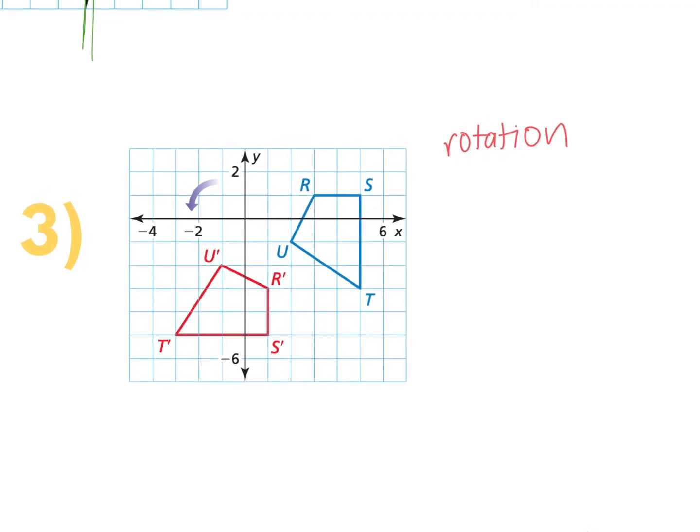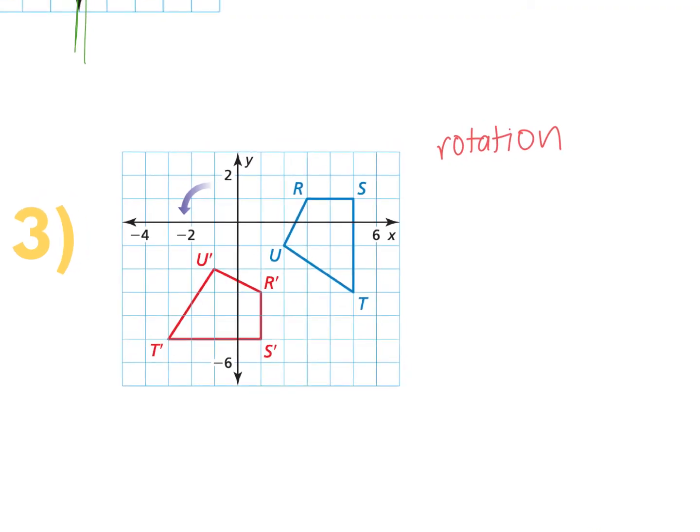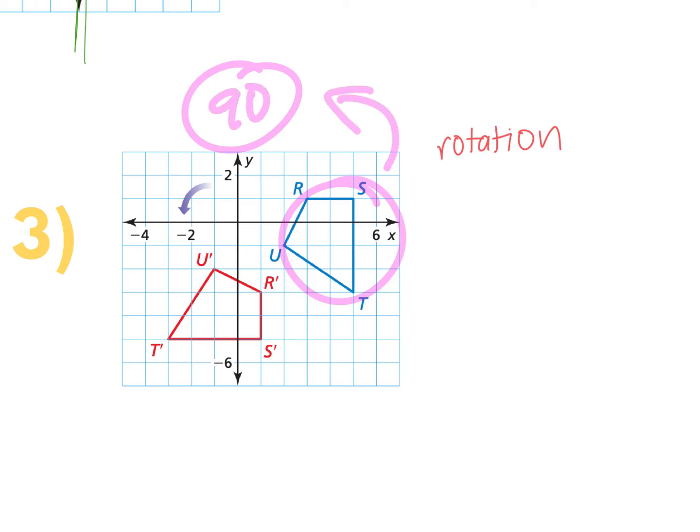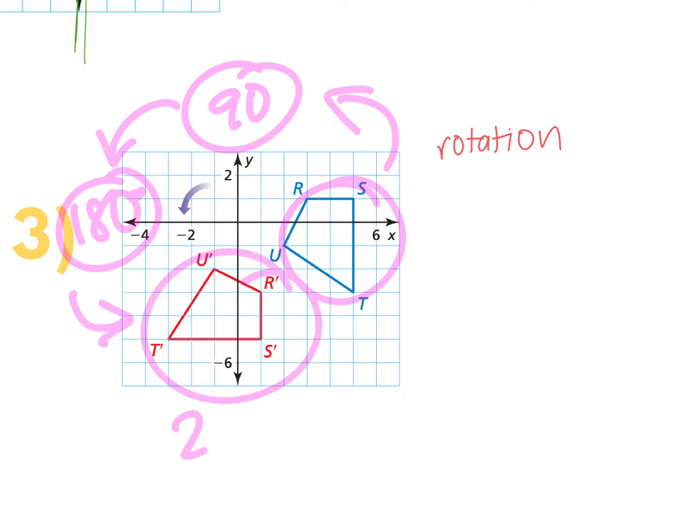All right, finding my degree of rotation. If you're looking at it, this is where my pre-image is. For this one, I'm starting here. This is 90 degrees. This is 180. And this is going to be 270. So we have to know the rule for 270 degrees.